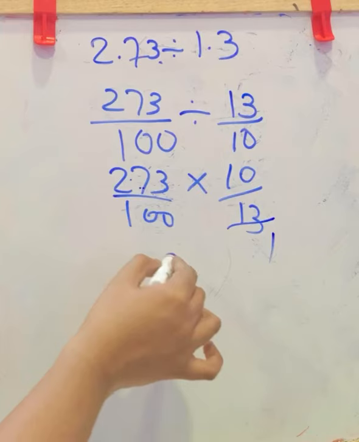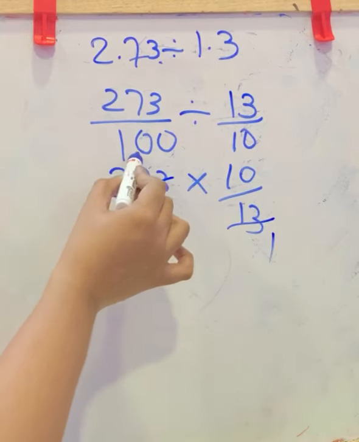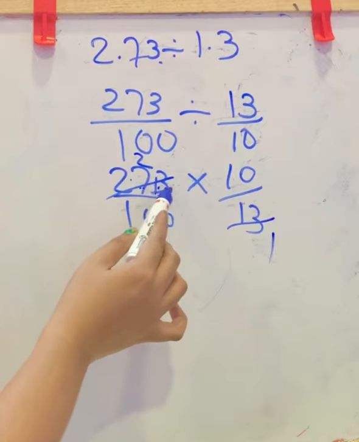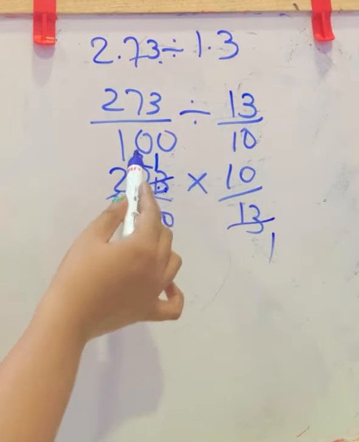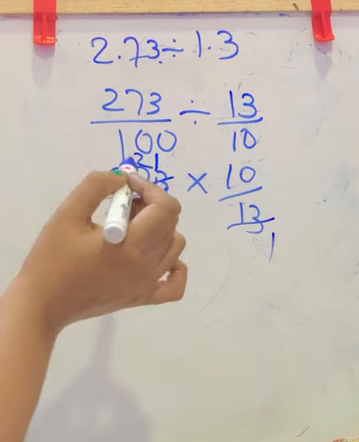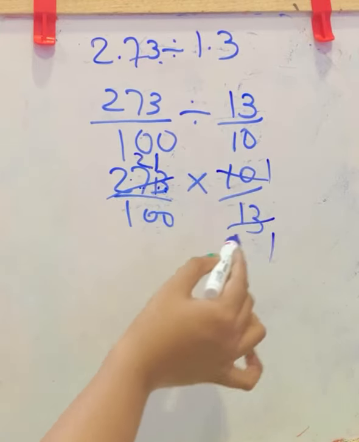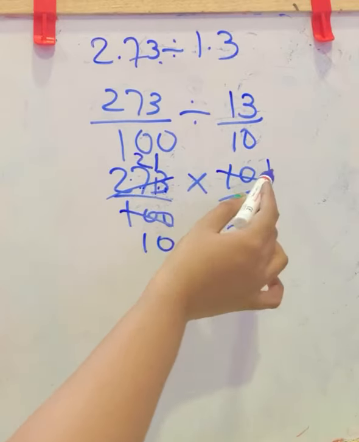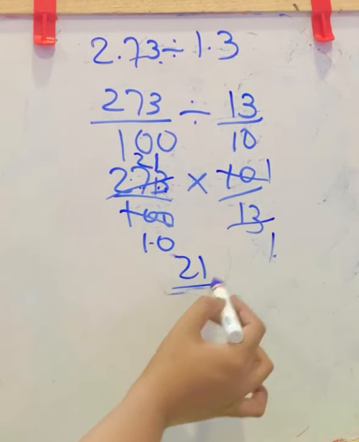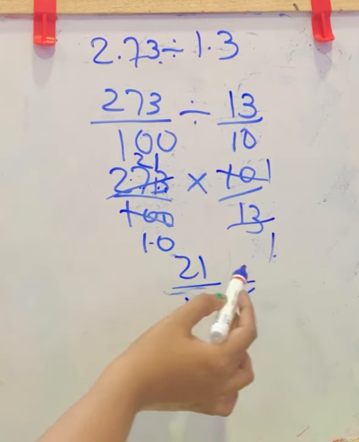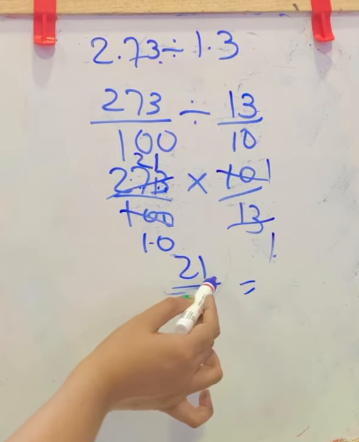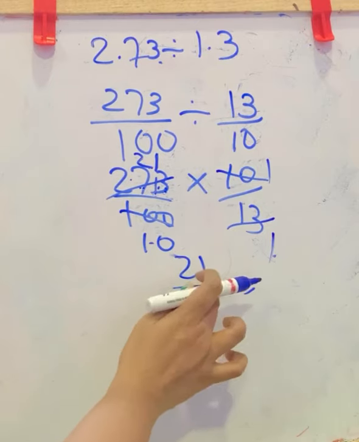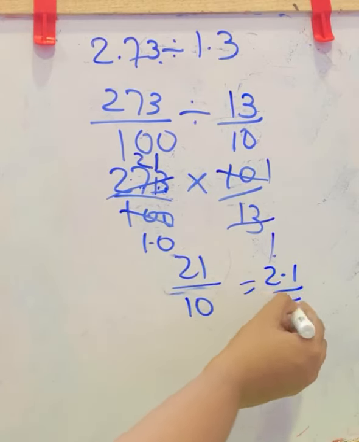So 13 ones are 13. In 27, 13 twos are 26. Balance is 1. This becomes 13. 13 ones are 13. 21. In 10 and 100, we have 10 ones are 10, 10 tens are 100. So numerator 21 into 1 is 21. By 10 ones are 10. Division by 10. Here actually 21 means 21 point, and by 10 means one place moving to the left side. It becomes 2.1, that is the answer.